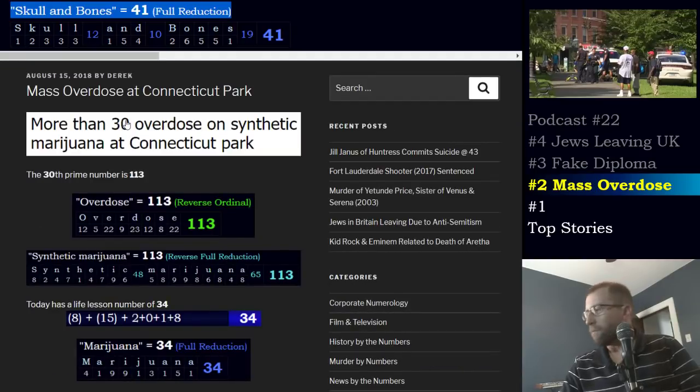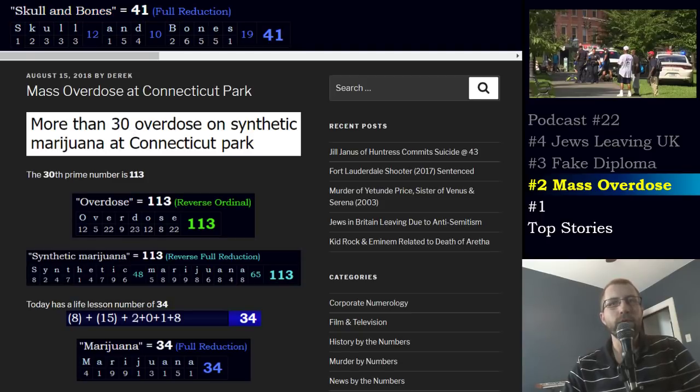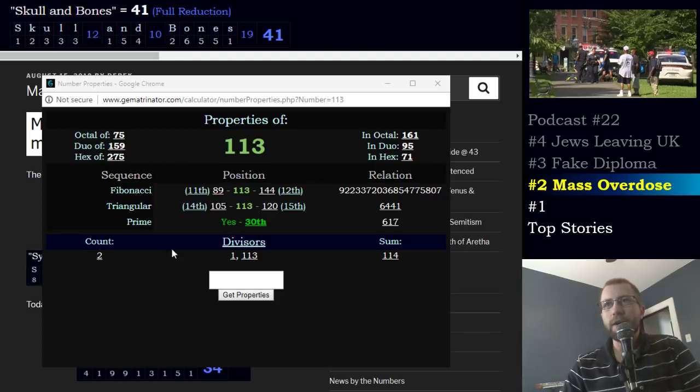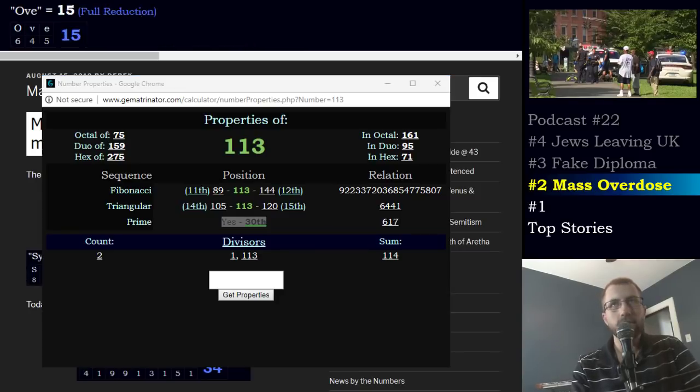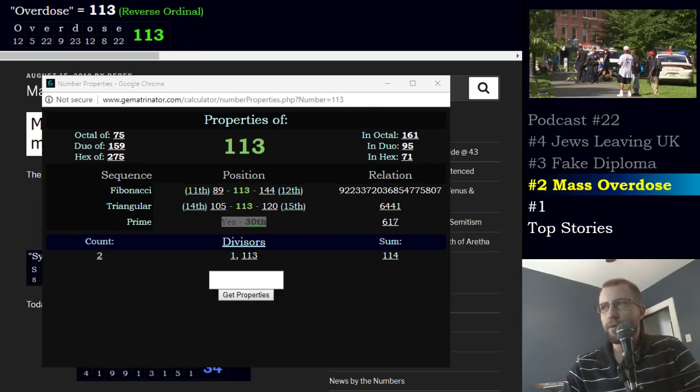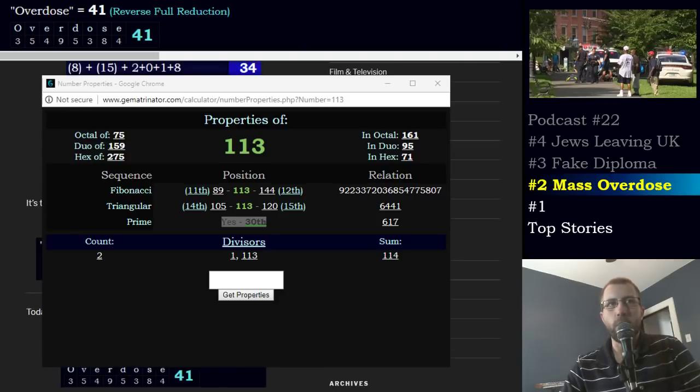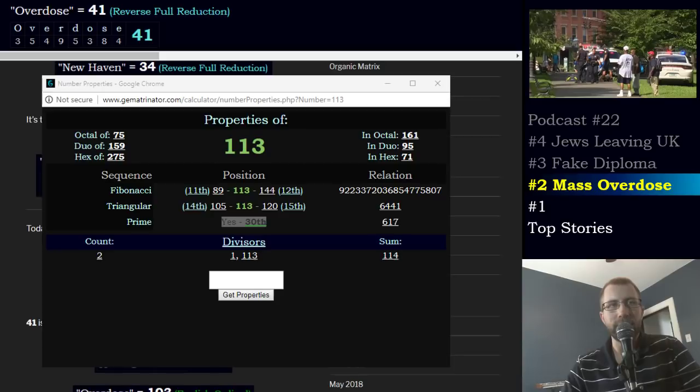But let's talk about the number that they actually gave us right here in the headline. We're told that more than 30 people overdosed on synthetic marijuana at a Connecticut park. Well, the number 30 is directly related to the gematria of overdose. Check out how the 30th prime number is 113. Using the reverse alphabetic order, the word overdose sums to 113. In reduction, overdose sums to 41, matching the date numerology down here, 8 plus 15 plus 18.